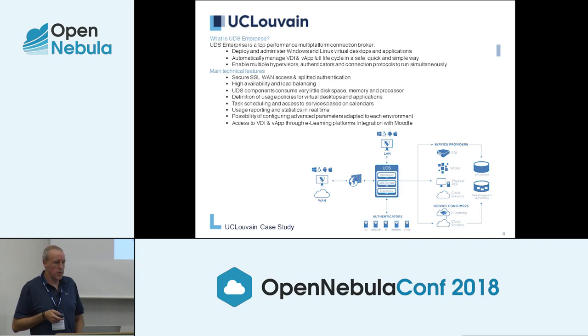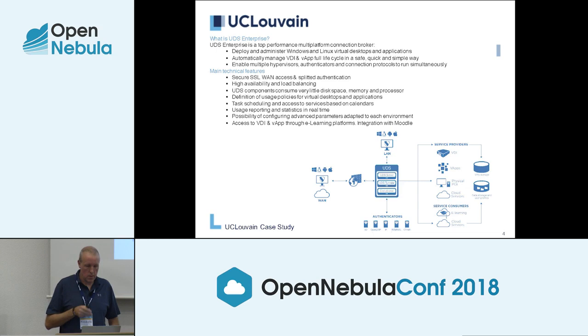The UDS Enterprise solution comes in front of the OpenNebula infrastructure. You have three main components in the solution: the UDS server, the UDS tunneler, and a MySQL cluster. First of all, the UDS server, which is the front end, manages the authentication of the users, but it also manages the virtual machines here in the OpenNebula infrastructure. And it is connected to the authenticator, which in our case is Active Directory, but it can be other authenticators.